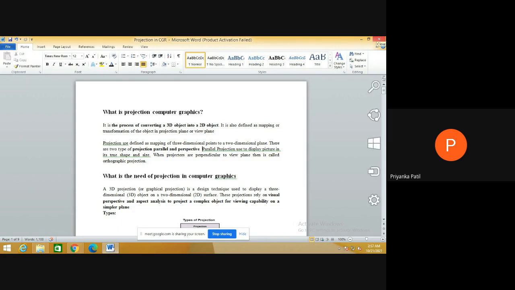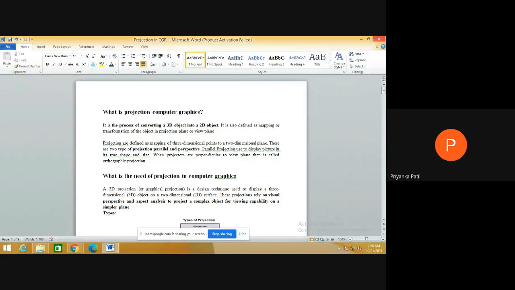Next concept is the projection in computer graphics. So after converting the description of object from world coordinate system to view coordinate, we can project the three-dimensional object onto the two-dimensional view plane. So there are two basic ways of projection here. First one is the parallel projection and next one is the perspective projection.